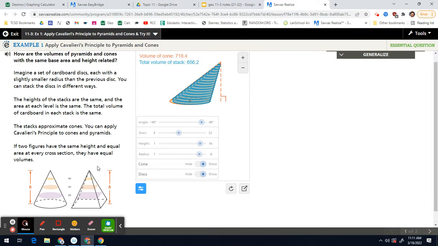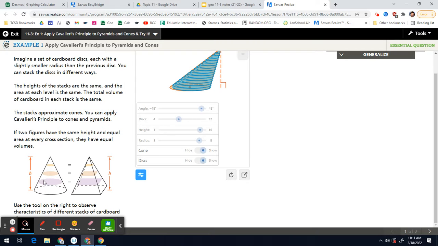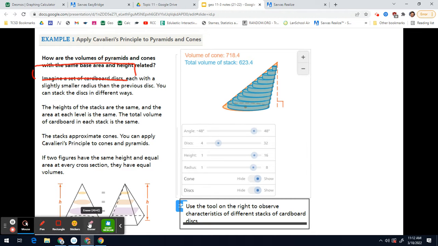So again, at the same level you have the same cross-sectional area. So if you look here, if these purple are the same, and the tan or the orange are the same, then the heights are the same as well. These two pyramids will have the same volume. Again, it's just Cavalieri's Principle applied to pyramids.